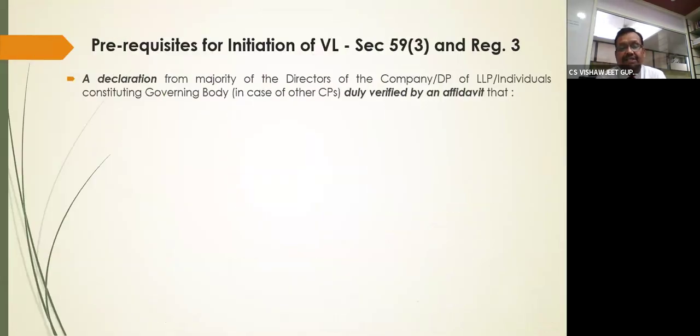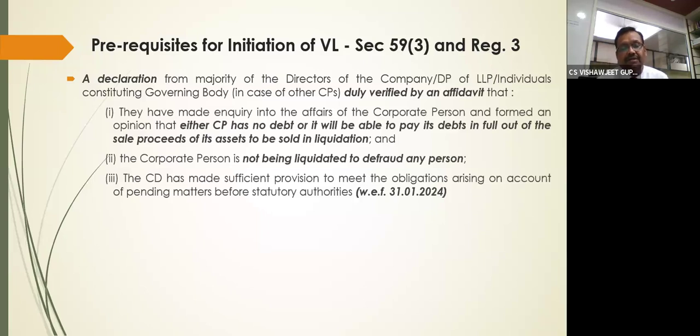Now, the prerequisites for initiation of voluntary liquidation are given under Section 59, Subsection 3 and Regulation 3 of the Voluntary Liquidation Process Regulations 2017. A declaration from the majority of directors of the company, or designated partners of the limited liability partnership, or individuals constituting the governing body in case of other corporate persons, duly verified by an affidavit, that they have made full inquiry into the affairs of the corporate person and formed an opinion that either the CP has no debt or it will be able to pay its debts fully out of the sale proceeds of its assets to be sold in liquidation.